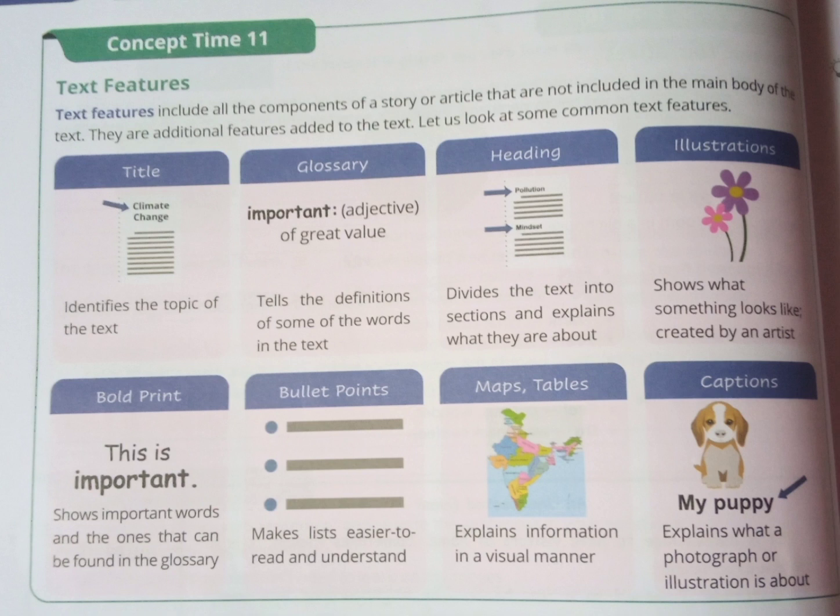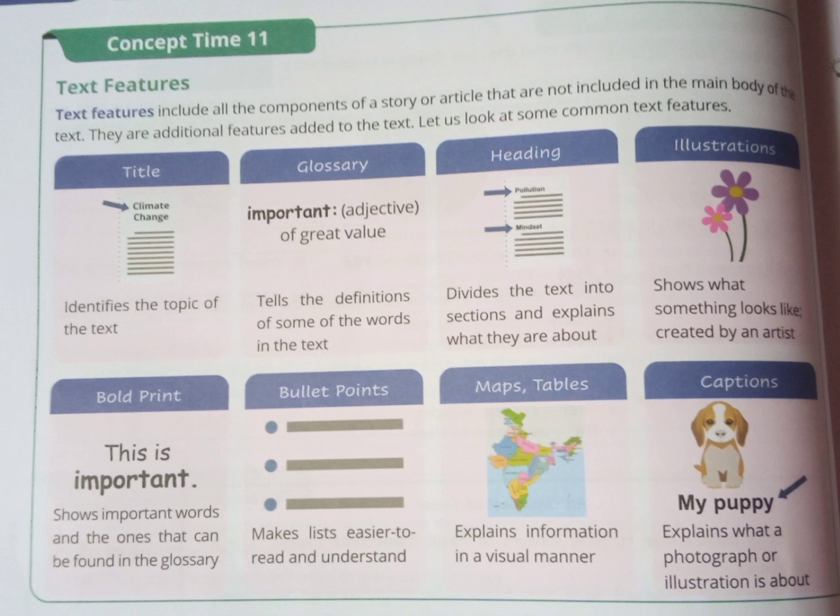Next is bold print. This shows important words other than the ones that can be found in the glossary. So here bold print shows there may be some important words or some important sentence in the text, so they will give it as bold print, okay, bold letters, so we can easily identify and understand the words.